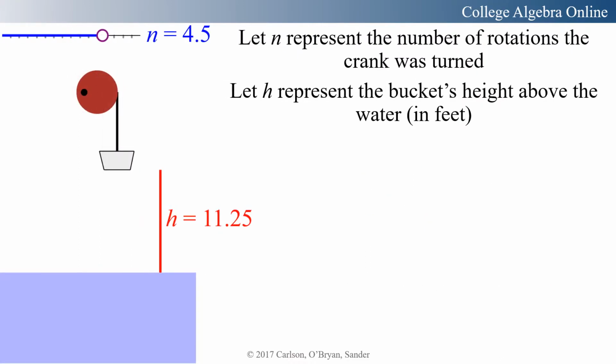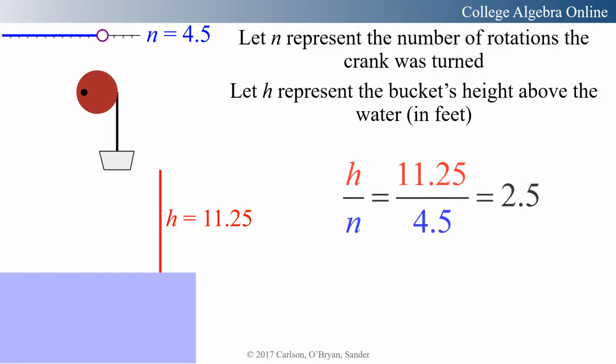When the crank has been rotated 4.5 times, the bucket is 11.25 feet above the water. In this moment, the ratio of the bucket's height above the water in feet and the number of rotations of the crank is 11.25 divided by 4.5, which is equal to 2.5. This also means that in this moment, the bucket's height above the water in feet is 2.5 times as large as the number of rotations the crank was turned.